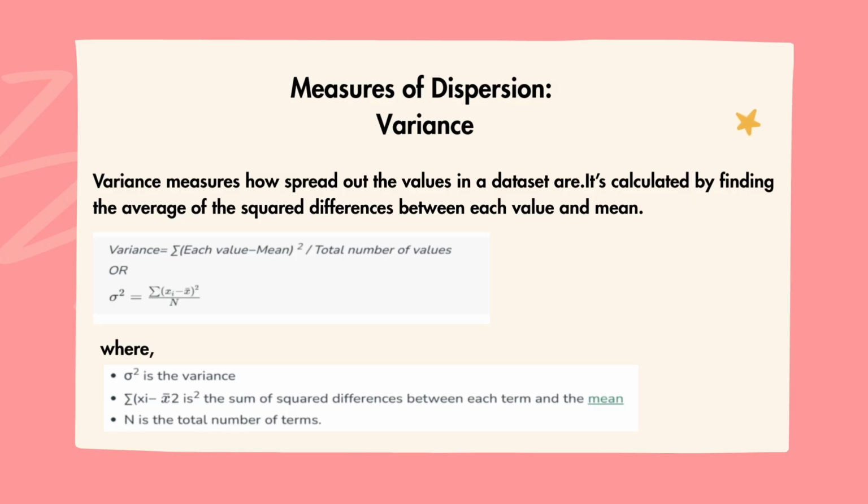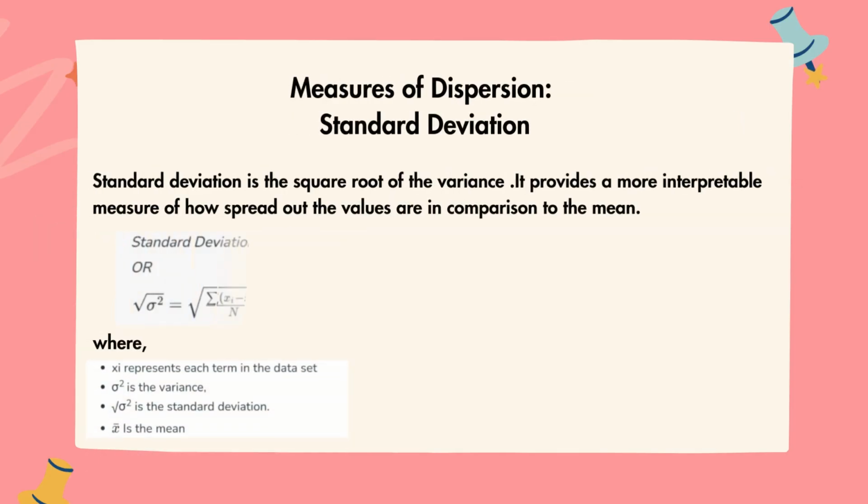Now let's move to standard deviation, which is the square root of variance. While variance gives spread in squared units, standard deviation converts it back to the original units, making it easier to interpret. The population formula is written as sigma equals square root of summation of xi minus x bar, that is mean, whole squared divided by n. Here, sigma represents population standard deviation, xi is each data value, mu is the population mean, n is the total number of observations, and the summation symbol means we add all squared deviations.